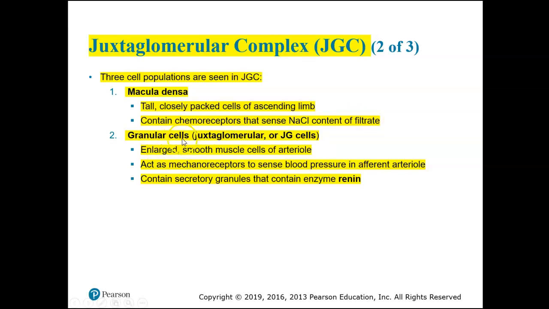And then you have granular cells, sometimes called juxtaglomerular or JG cells, and they are smooth muscle cells of the arteriole itself. They act as mechanoreceptors, and they sense blood pressure in the afferent arteriole, the one that enters the glomerulus, and they contain secretory granules that contain the enzyme renin.